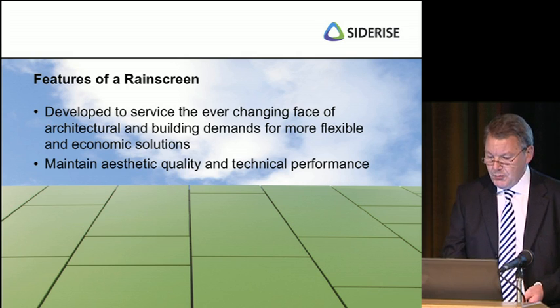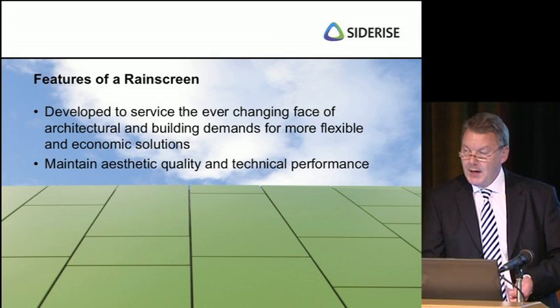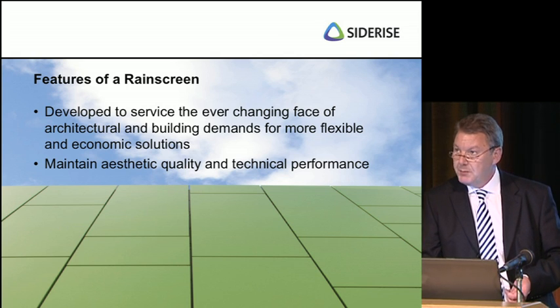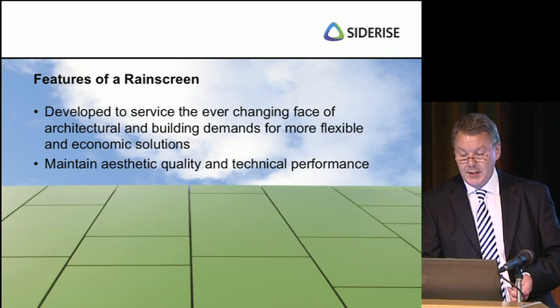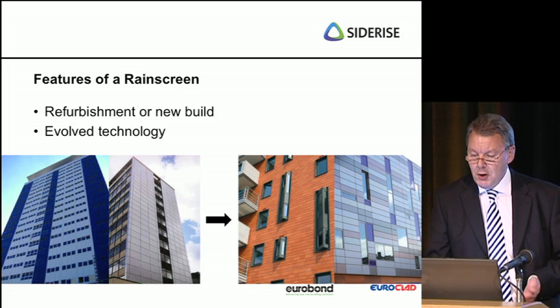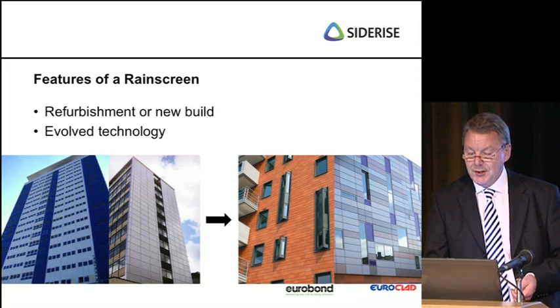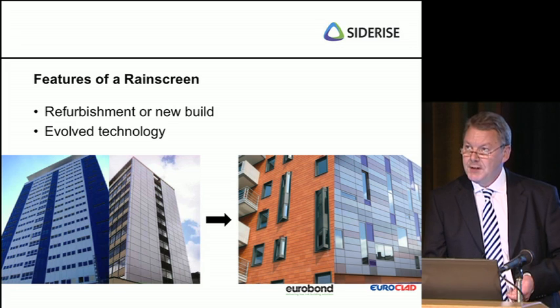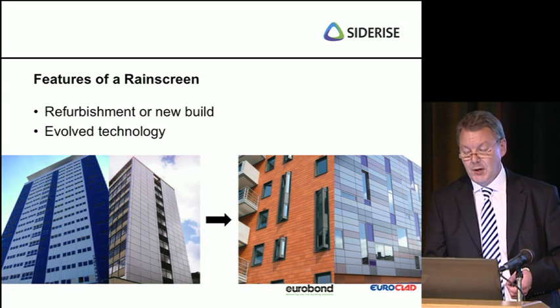To start, and with every respect to the field expertise in the audience, something of a simplified overview of the primary features of Rainscreens. They've been developed to suit the changing demands of buildings, providing economic solutions to facade design, maintaining an aesthetic quality, and offering a technical benefit. A Rainscreen is an overcladding system utilised for refurbishment and new construction alike. As a technology, it has certainly evolved from the early systems used to upgrade the appearance and environmental performance of 1960s type concrete tower blocks.